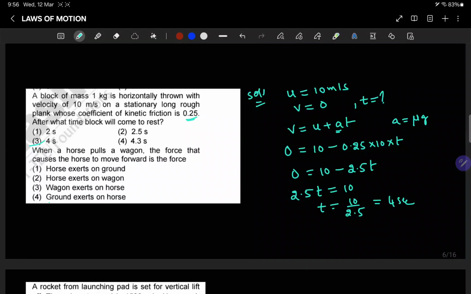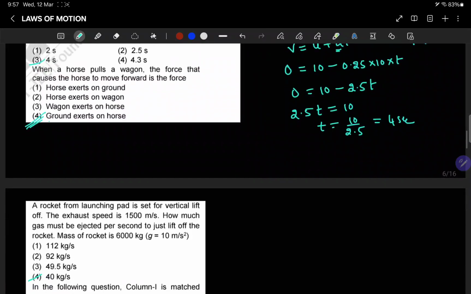Next question, theory question. When a horse pulls a wagon, the force that causes the horse to move forward is the force the ground exerts on the horse, students. Very important: for every action, there is an equal and opposite reaction. For the horse to move forward, the ground exerts a force on the horse. Yes, it is easy. Newton's third law.